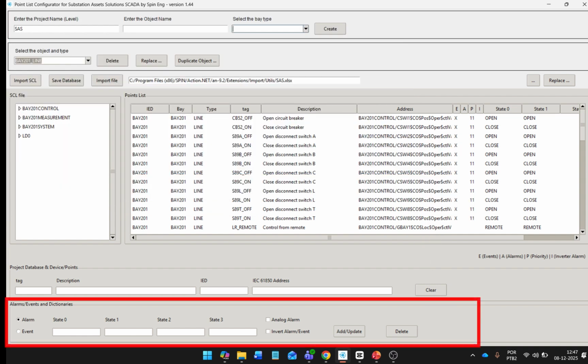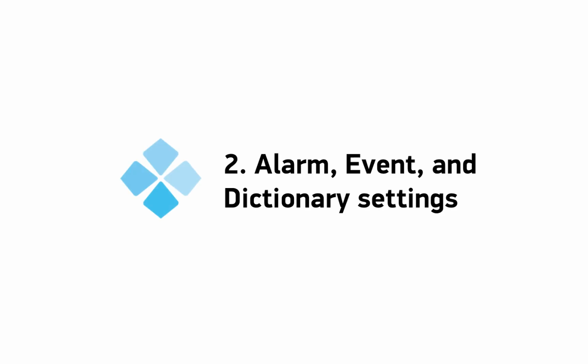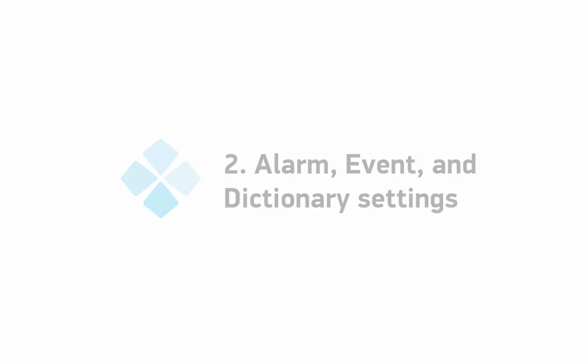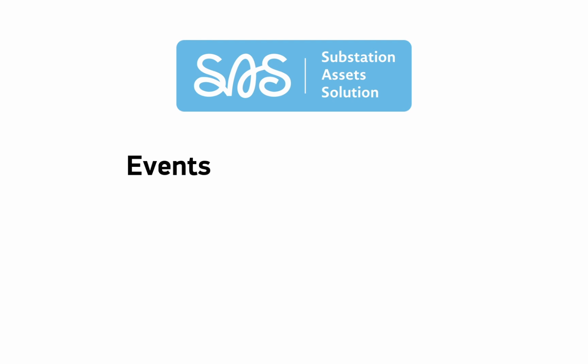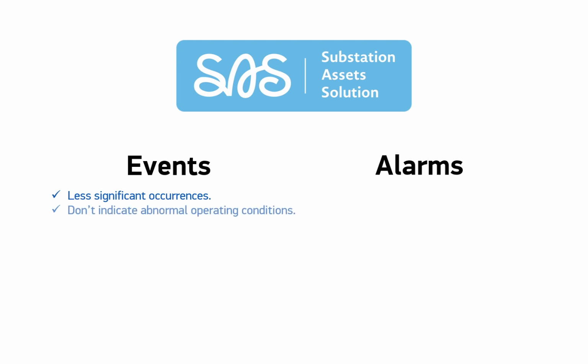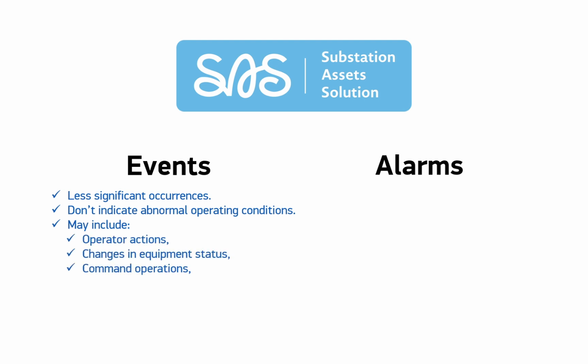Now let's take a closer look at the fields that make up the alarm, event, and state settings with dictionaries. First, it is important to clarify that a tag can be associated with an event or an alarm in the database. Events are less significant occurrences that do not indicate abnormal operation conditions, and may include operator actions, changes in equipment status, command operations, etc.